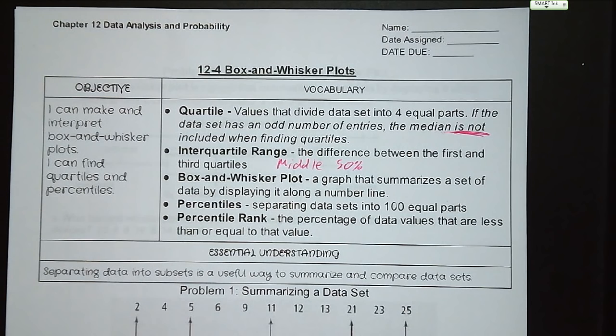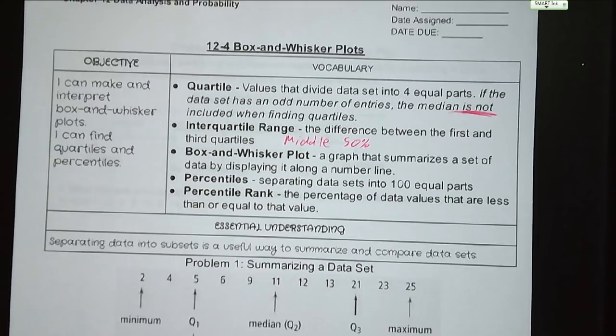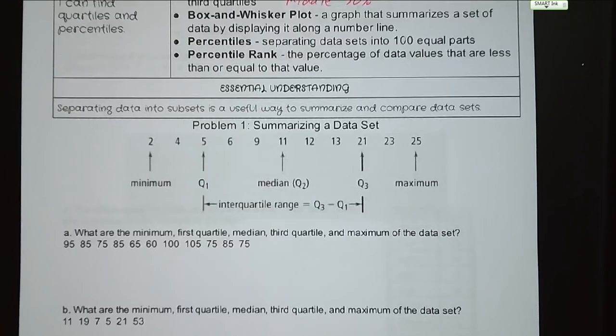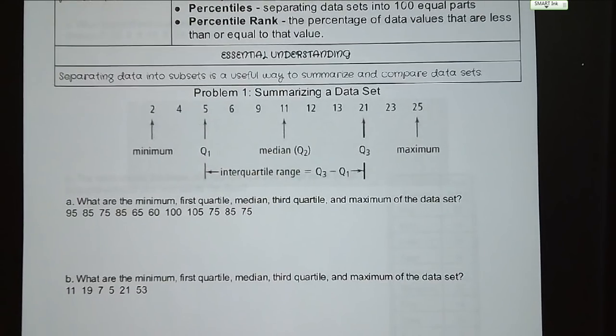A box and whisker plot is a graph that summarizes a set of data by displaying it along a number line. Percentiles separate data sets into 100 equal parts, and percentile rank is the percentage of values that are less than or equal to that value. So separating data into subsets is a useful way to summarize and compare data sets.